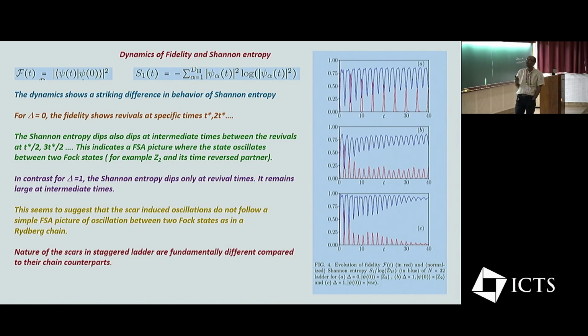This tells you that this scar-induced oscillation does not follow a simple FSA picture, in the sense that it doesn't go between two Fock states. The state at the other end is a superposition, and this has a pretty high Shannon entropy, which means that it's spread out in Hilbert space. Okay, so this sets this kind of scars apart from their standard PXP chain counterpart.